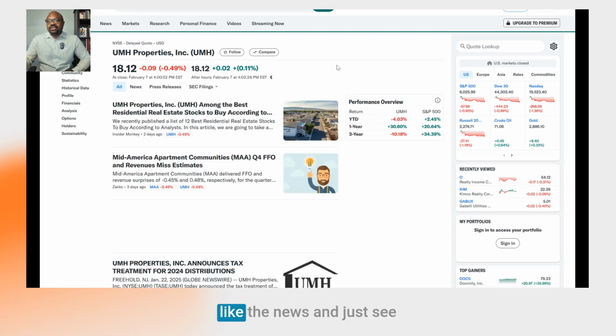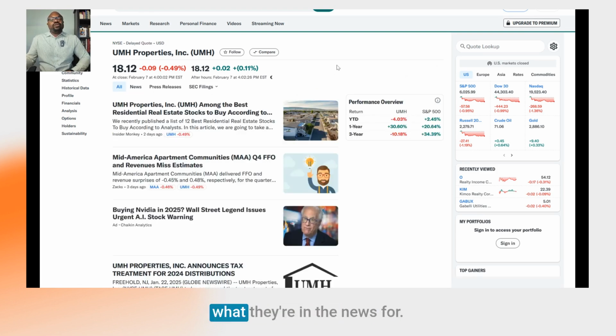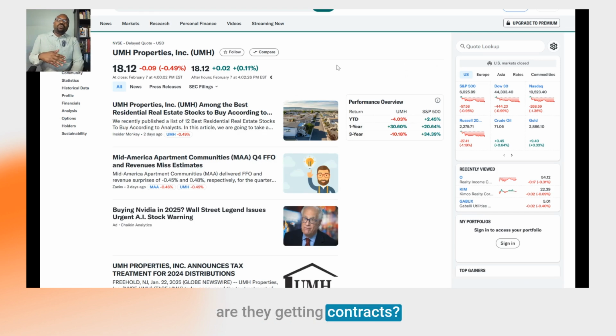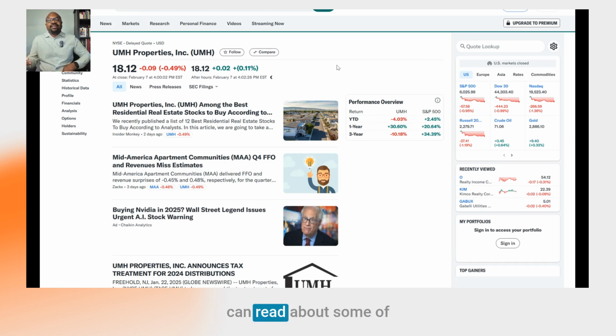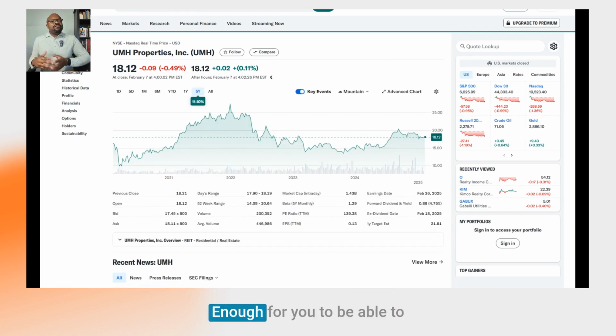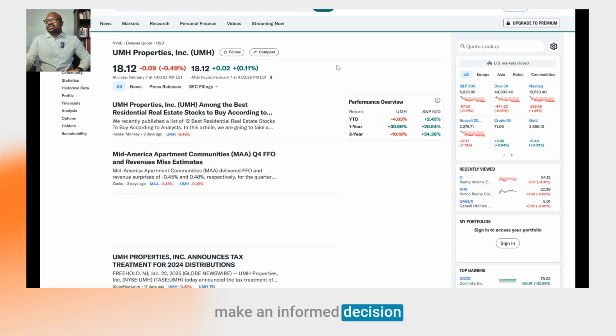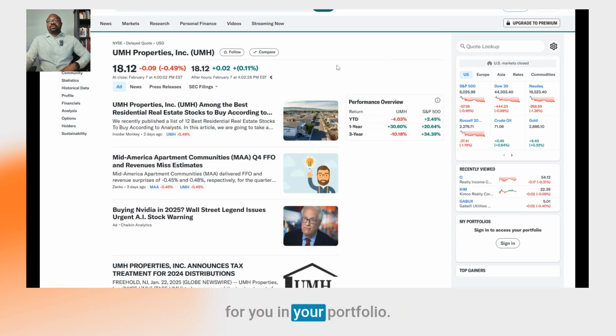You can click on things like the news and just see what they're in the news for, if it's good or if it's bad. Are they getting contracts? What are they buying? Things like that, where you can read about some of these different companies. Now, of course, this is just a free version, so they wouldn't give you all of the information, but they would give you a lot of the information, enough for you to be able to make an informed decision of whether it makes sense for you in your portfolio.